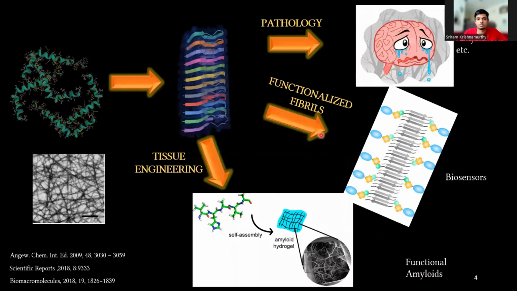Apart from their implications in various diseases, amyloid forming proteins have applications in various emerging areas of research owing to their structural stability and biocompatibility. One major example is the development of biosensors using functionalized amyloids. Recently, there has also been interest in using these fibril forming proteins for tissue engineering research.